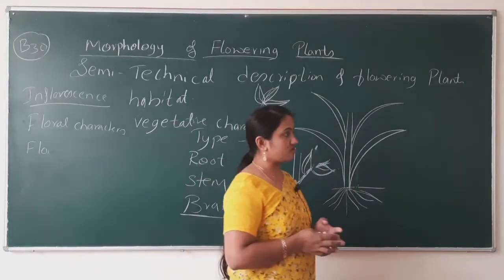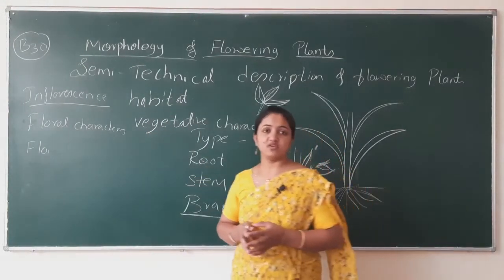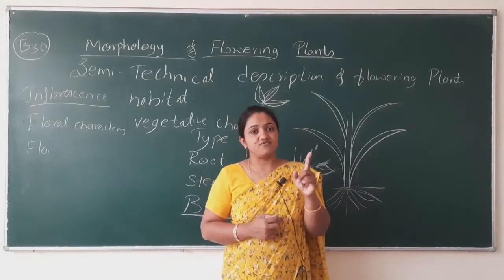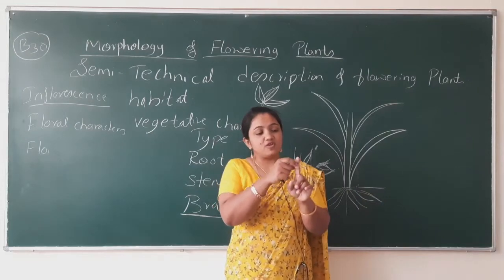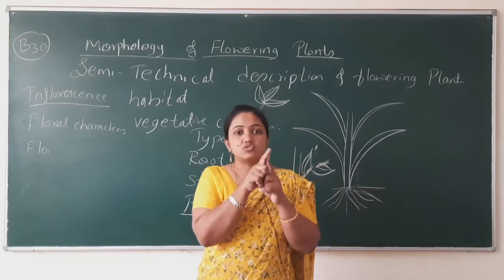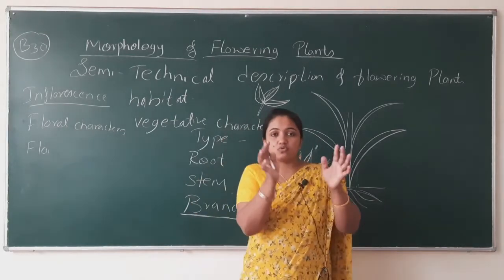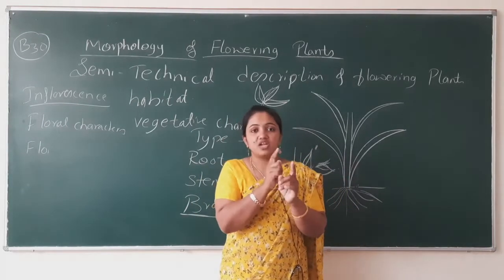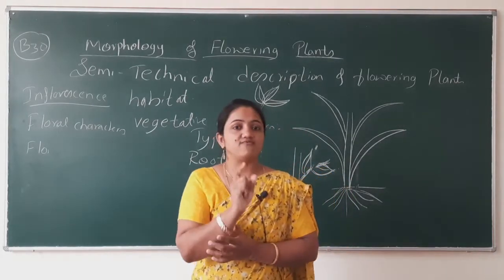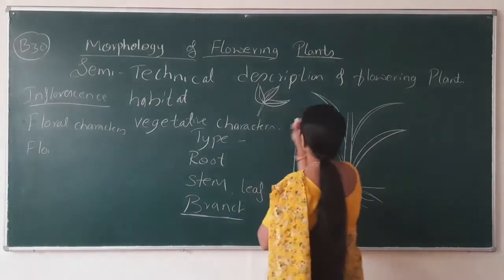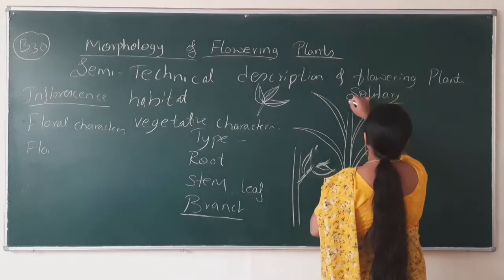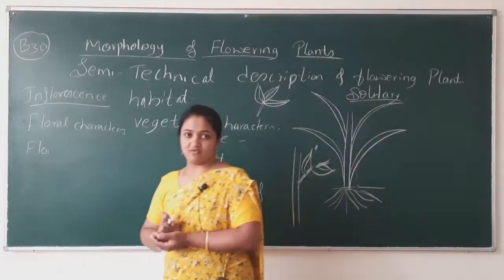For example, you might have seen the hibiscus flower in the hibiscus plant. In one branch, particularly one twig, it bears only one flower. It means the flower is solitary. It won't grow in bunches. So that particular twig bears only one flower. It means the flower is solitary. Solitary means single flower.